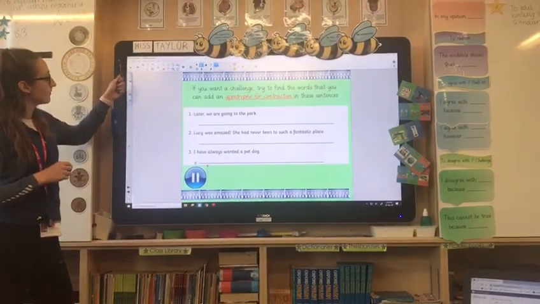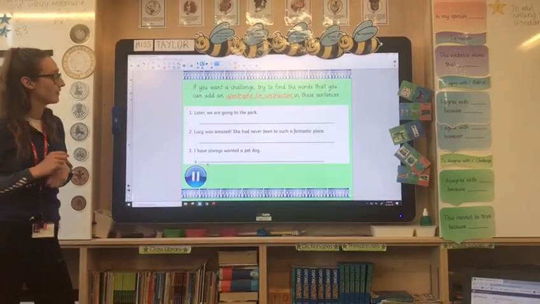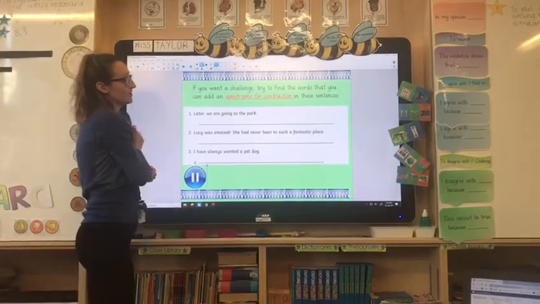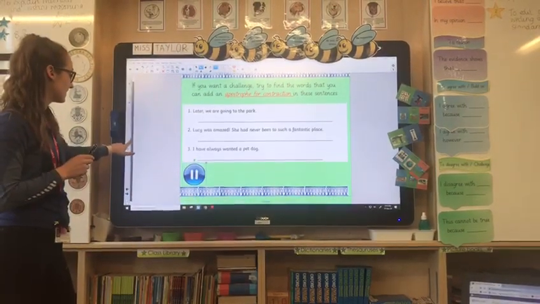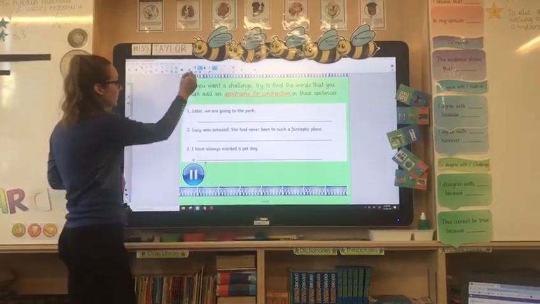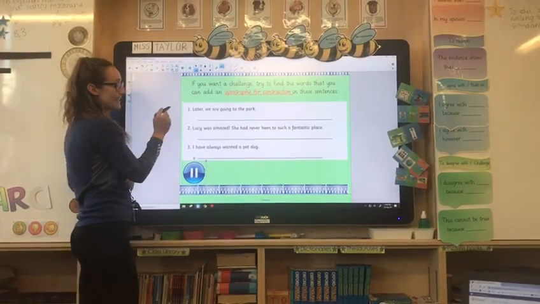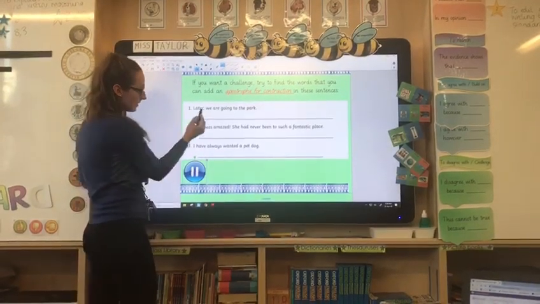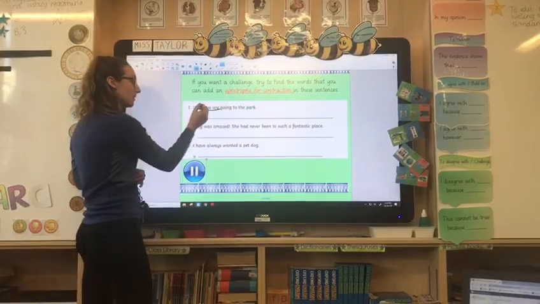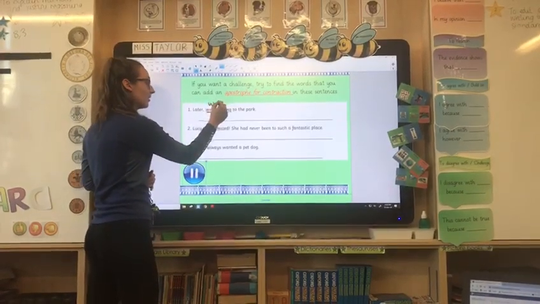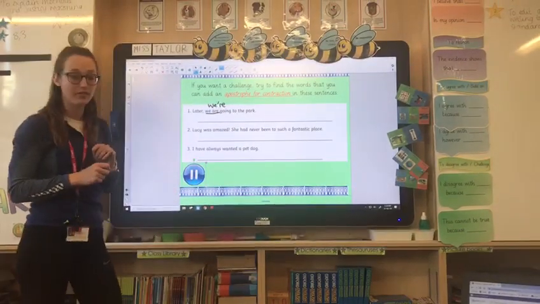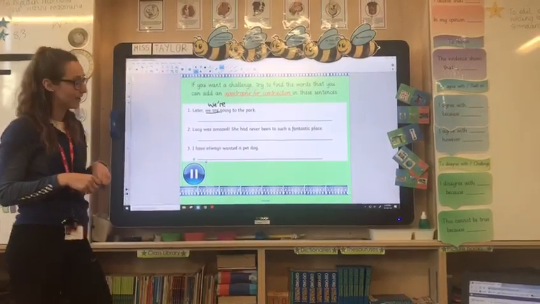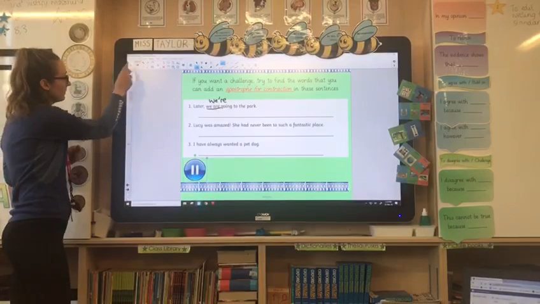Okay. Another challenge. Okay, I'll give you the answers to those ones in a minute. If you want a challenge, try to find the words that you can add an apostrophe for contraction in these sentences. So I'll do the first one for you and then you can have a go at the next 2. So later, we are going to the park. We and are could become we're. Okay, and you can write that whole sentence out with your new word on the line. Okay, so press the pause button now and have a go at the next 2.